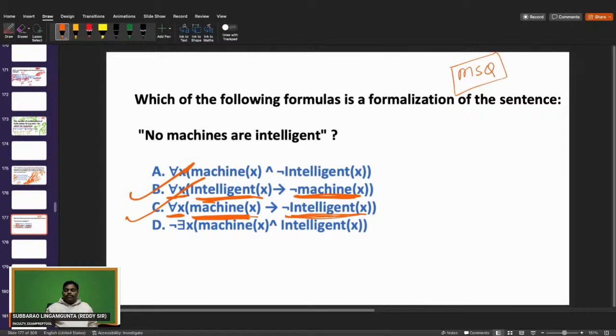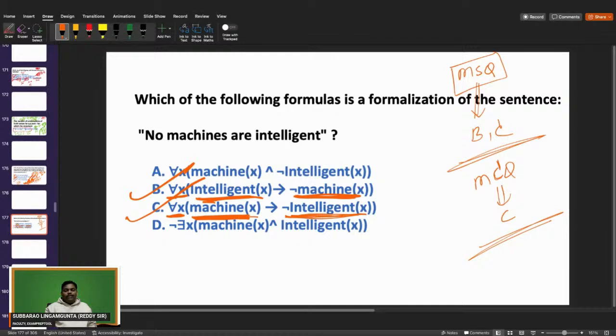If it is a MCQ, happily you can select option C. If it is a MSQ, go for BC. If it is a MCQ, go for C. The actual answer is C only.